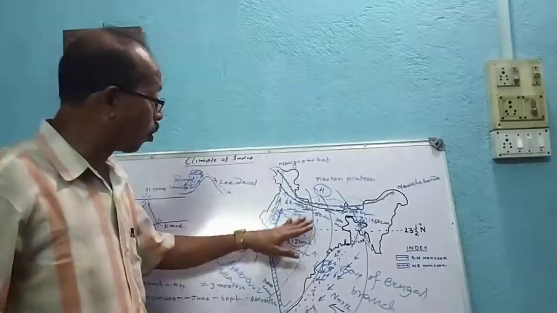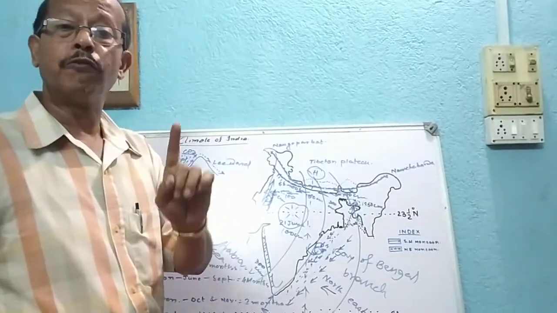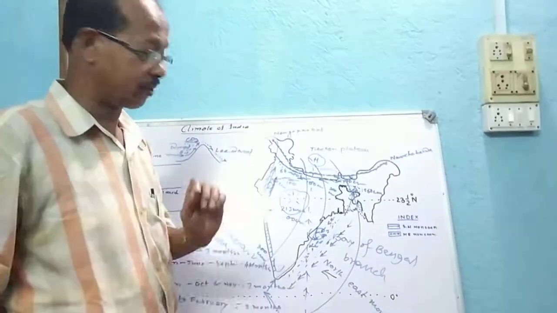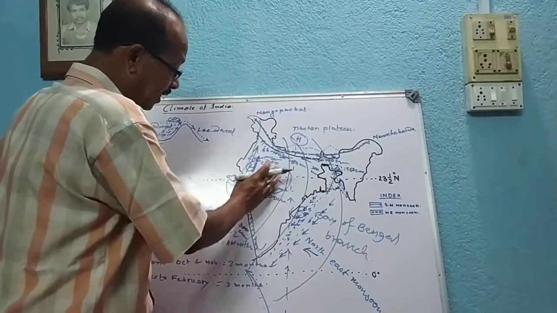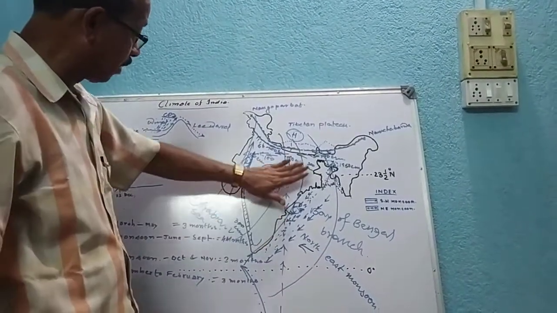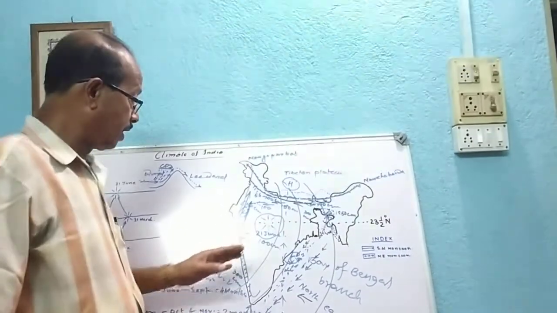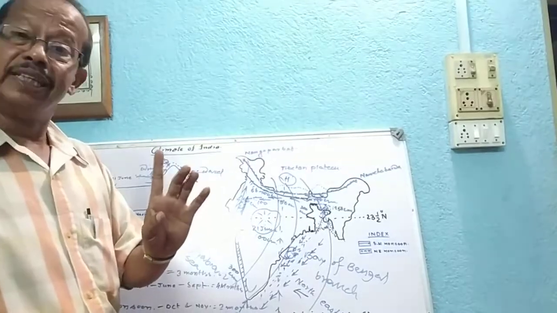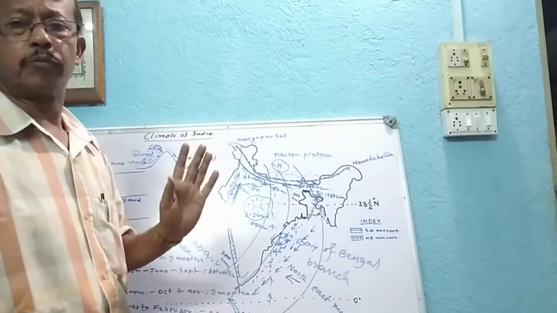So the losing and retaining of temperature depends on the density of physiography, density of rocks. Different types of rocks are there. So this total peninsula consists of granite and gneiss topography, gneiss rocks. That is also one kind of igneous rocks. It loses its temperature within a short period of time.